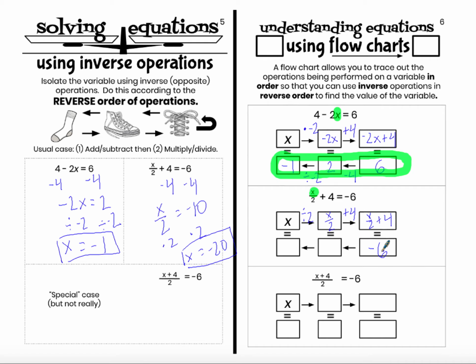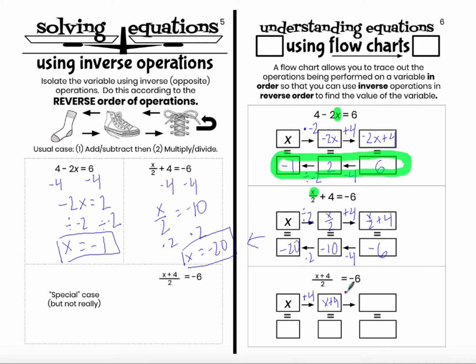Now I want to unwrap that variable, retracing my steps in the opposite order using inverse operations. So the opposite of adding 4 is subtracting 4. -6 minus 4 is -10. And then the opposite of dividing by 2 is multiplying by 2, which gives me -20, which corresponds with my algebraic solution. This is in contrast to the second equation when instead of dividing by 2 first, x plus 4 is in the top of that fraction bar, so I add 4 first.